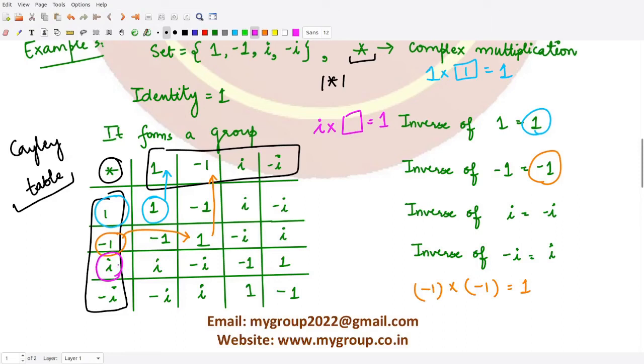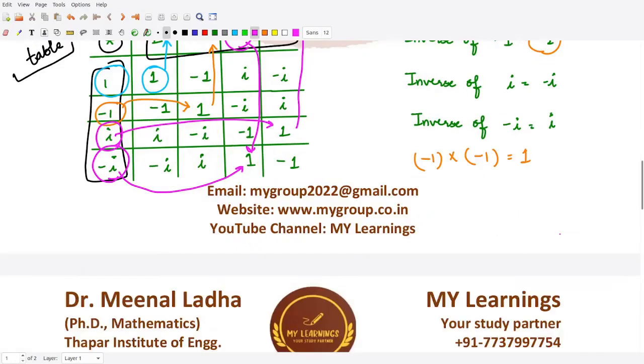By what number should we multiply it so that we have the answer as 1? So this is the answer, which is 1. It corresponds to minus iota. So if you multiply iota with minus iota, you will get back 1. In a similar fashion, you have minus iota here. If you multiply minus iota with iota, then you will get back 1. So in this case, the inverse of minus iota is iota. Therefore this forms a group under complex multiplication.